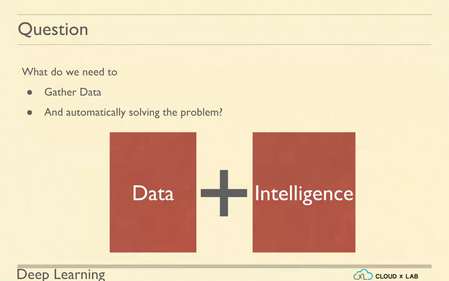Similarly, if you want to solve any problem using machine learning or deep learning, there are two things we need. One is data, the other is intelligence, right? Intelligence means the algorithms and so on.